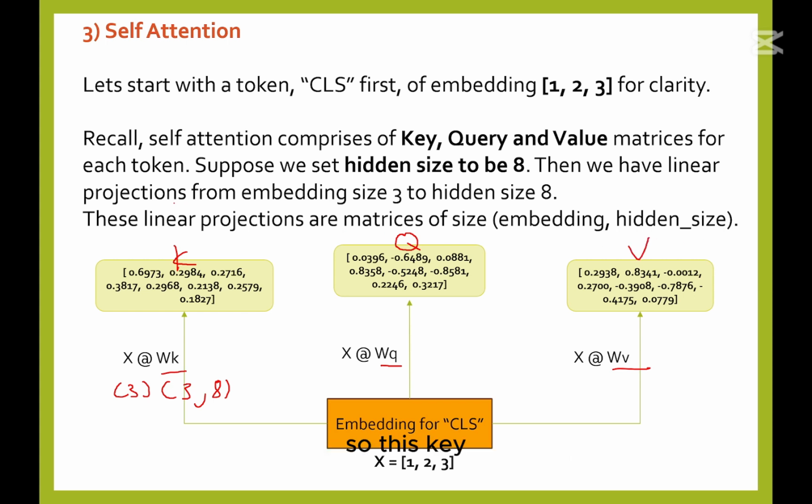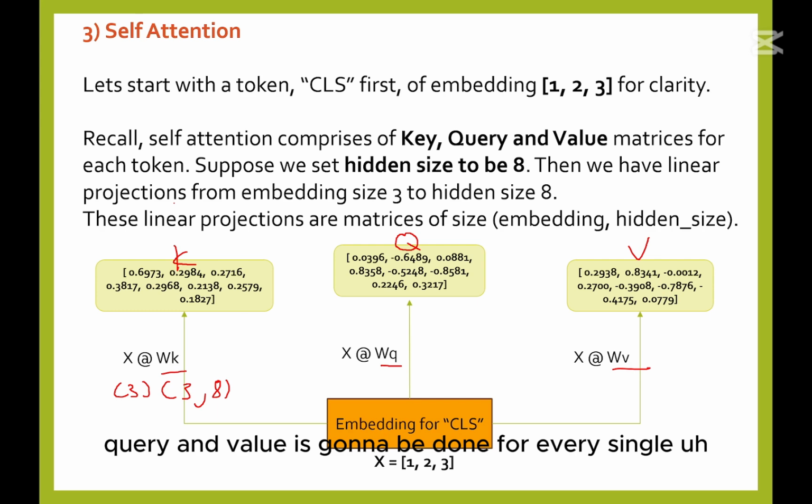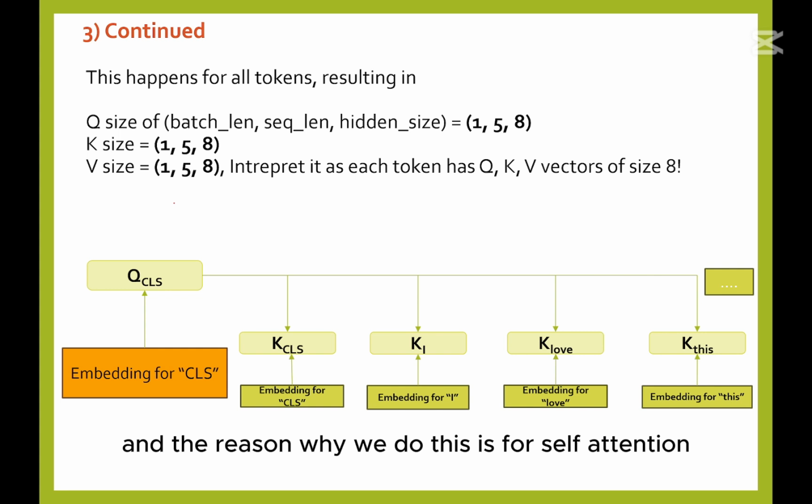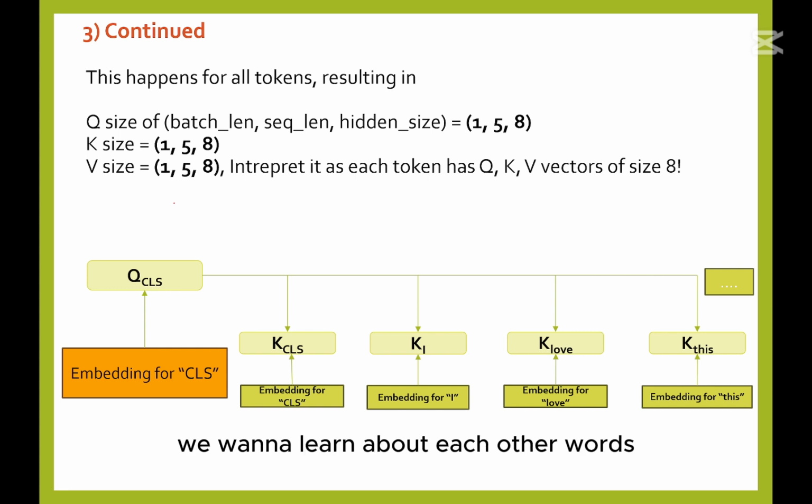So this key, query, and value is going to be done for every single token. And the reason why we do this is for self-attention. We want to learn about each of the other words to understand the context better. So how do we do that? Let's start with the CLS token again.